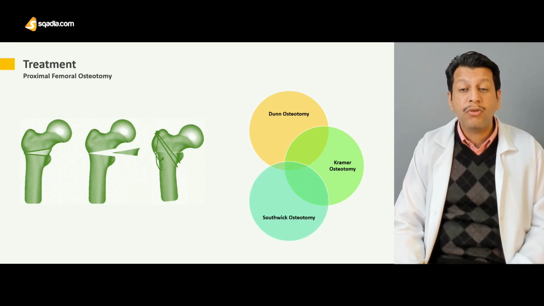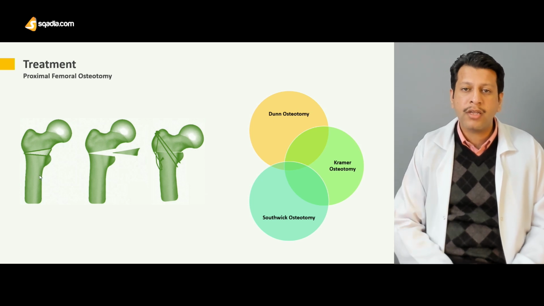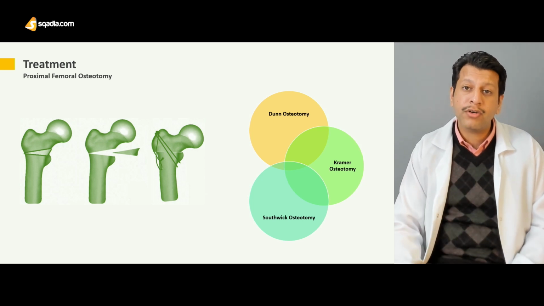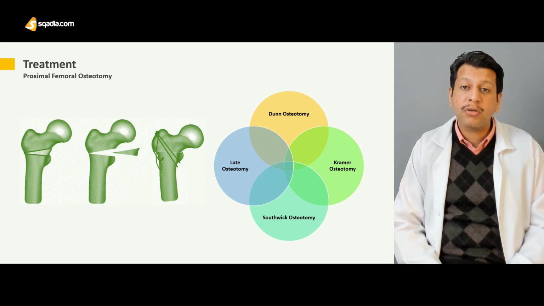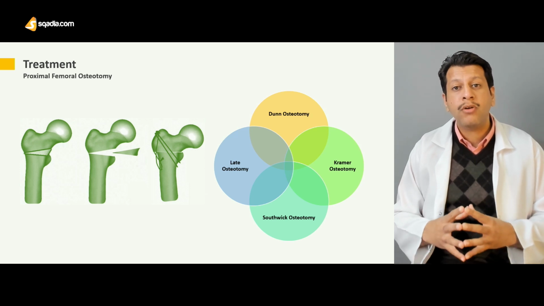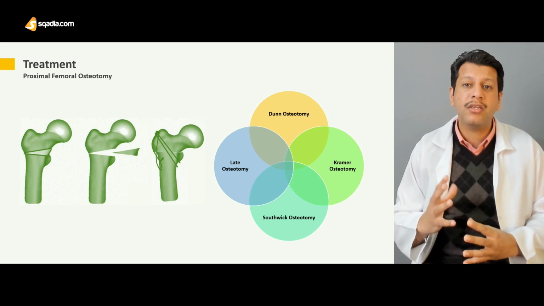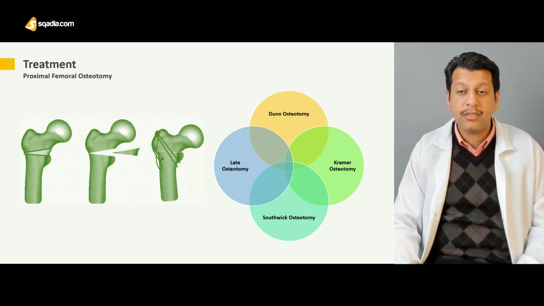Then other osteotomies include Southwick. This is called the intertrochanteric area. If it is done below the level of the intertrochanteric area, this is called a Southwick osteotomy. If it is done at the level of the intertrochanteric region, it's called an Imhauser osteotomy. And then there are late osteotomies which can also be done around the periacetabular region, because as I told you initially, there is some mechanical problem associated with increased femoral retroversion as well as acetabular retroversion in the case of SCFE.